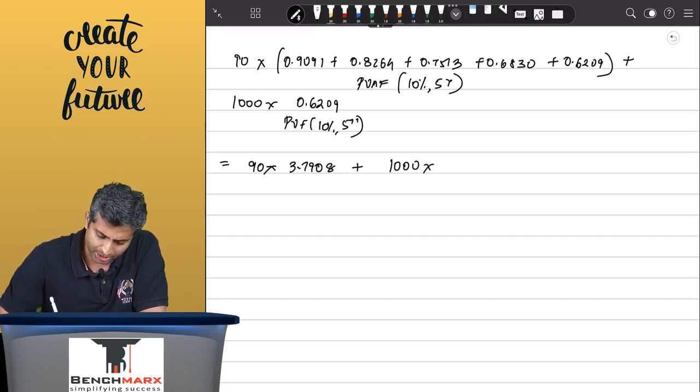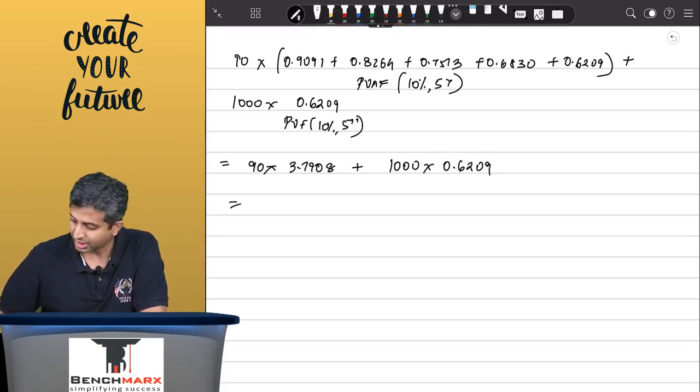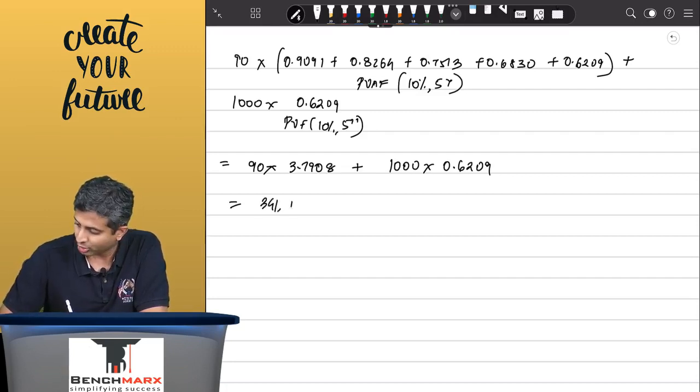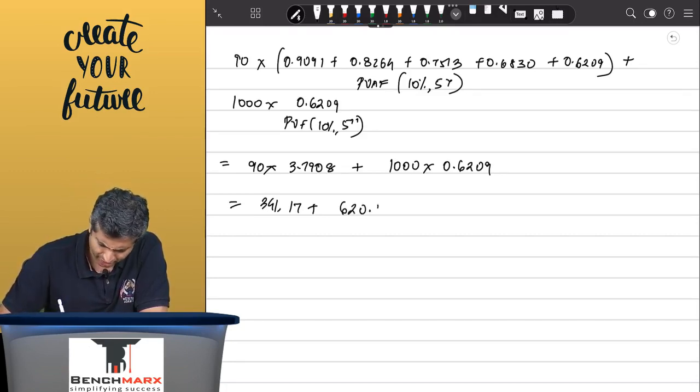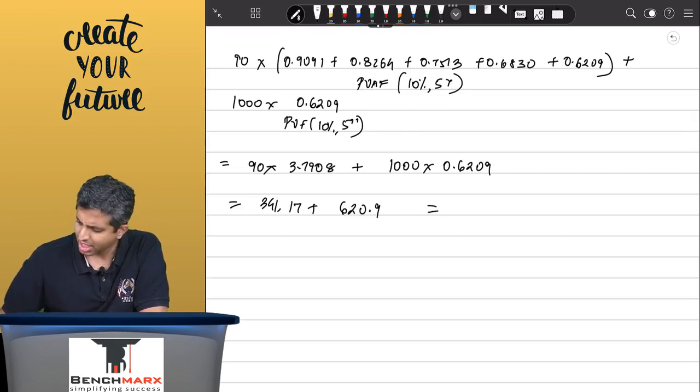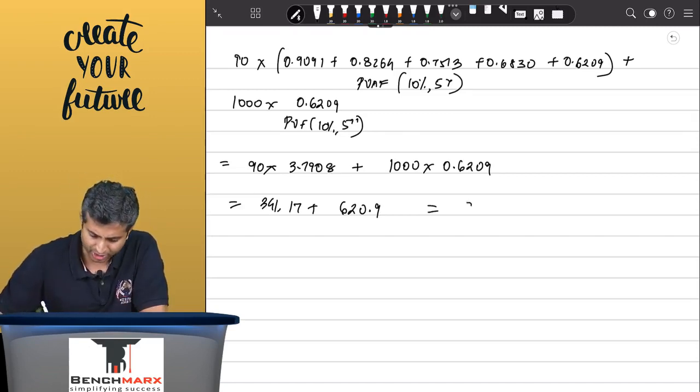And then you have 1000 into 0.6209, which means if you multiply this, this is 90 into 3.7908 M plus, this is 341.17 plus 1000 into 0.6209 M plus 620.9. If I total this, I get this 962.07.